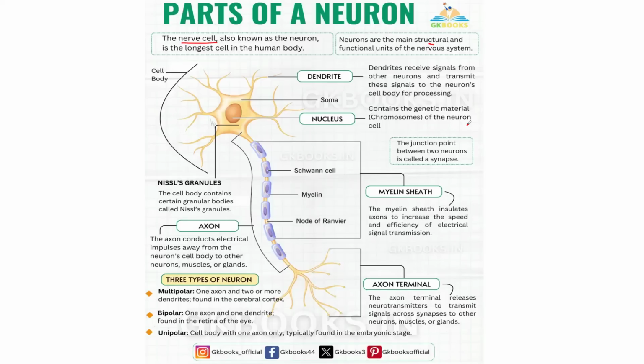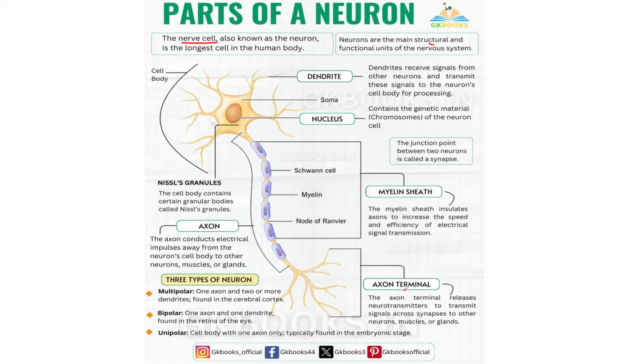And then in addition, we have the myelin sheath in the neuron. This myelin sheath is a structure that insulates axons to increase the speed and efficiency of electrical signal transmission. So in the neuron cells, we have the myelin sheath, and its major function is to cover and insulate the axons, which subsequently leads to an increase in the speed and the efficiency of the electrical signal across the neuron cell.